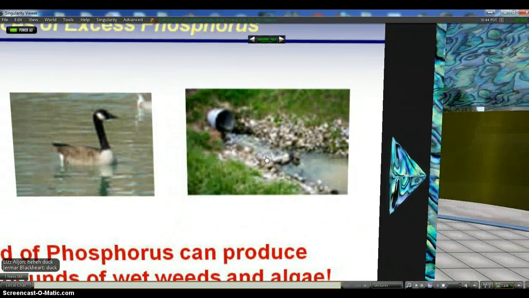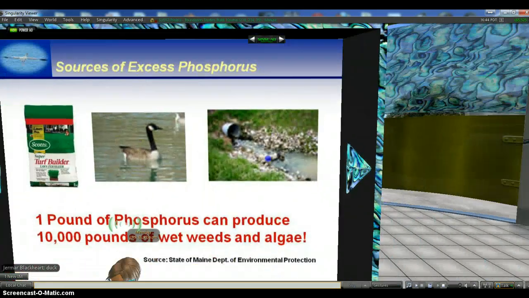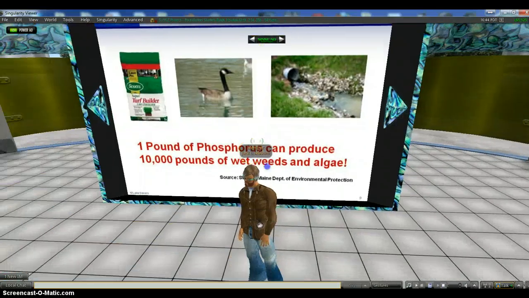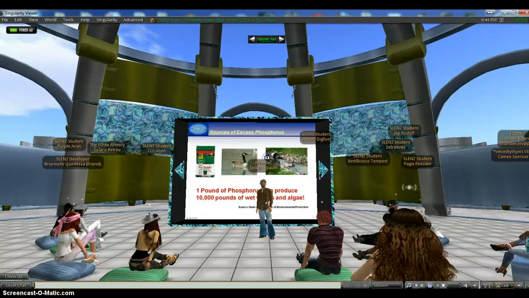What's this tube on the right? What's going on here on the right, at the end of the three pictures? Sewage pipe. Nice. I can smell it from here. Yeah, all three of these things.